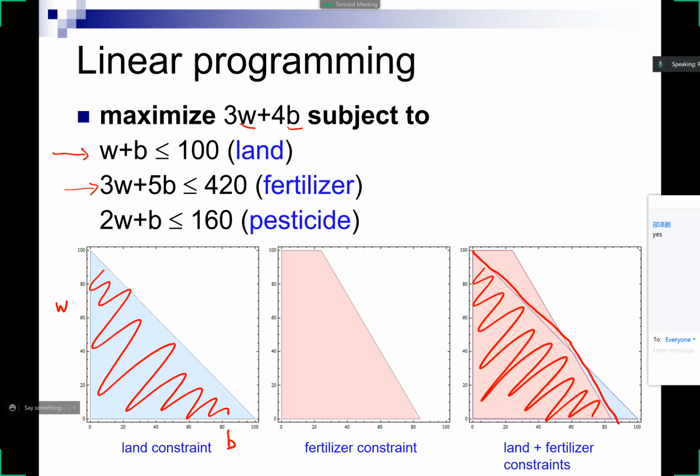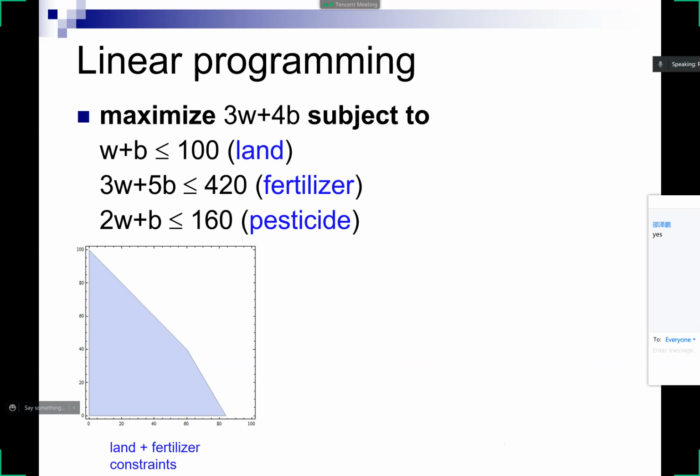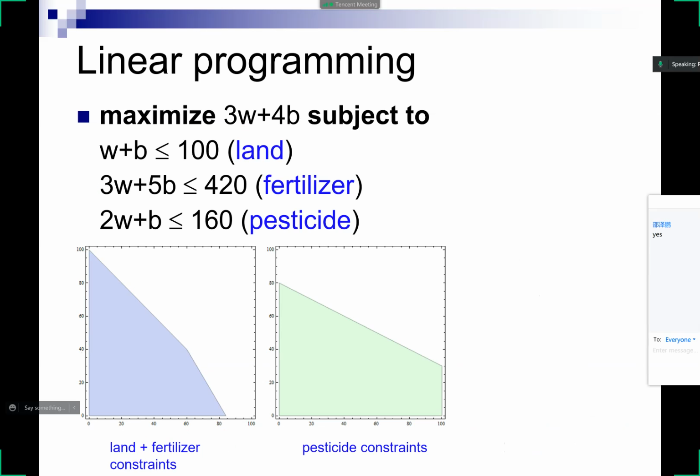So that is for the first two constraints. When you intersect them, you're going to get this thing over here. Now we need to add one final constraint, which is the third, the pesticide constraint. If you just draw the pesticide constraint by itself, you're again going to get some sort of triangular region which is being cut off.